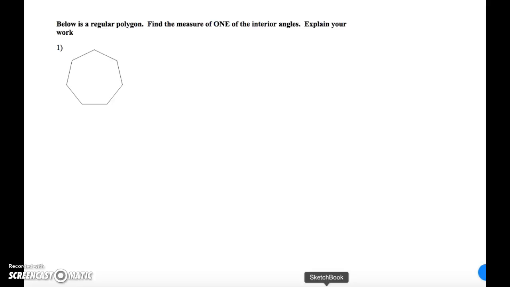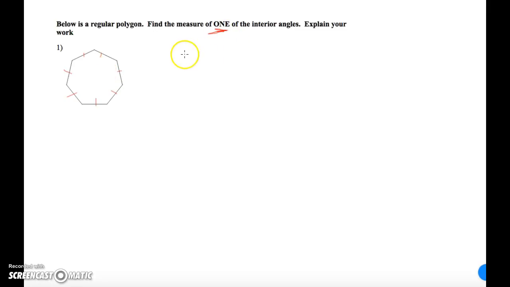Below is a regular polygon. Find the measure of one of the interior angles. So first we need to know the sum of all the interior angles of this particular polygon. And we have 1, 2, 3, 4, 5, 6, 7 sides.